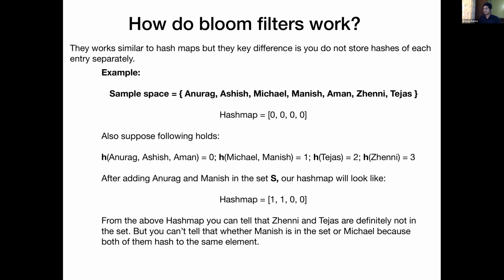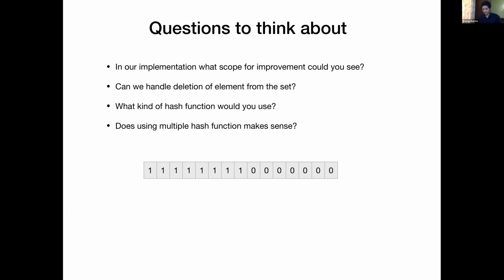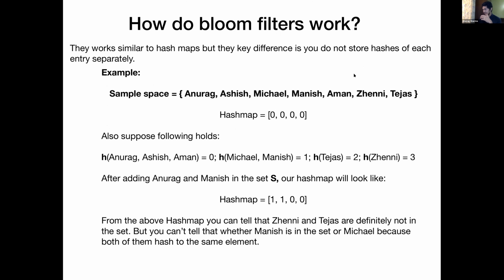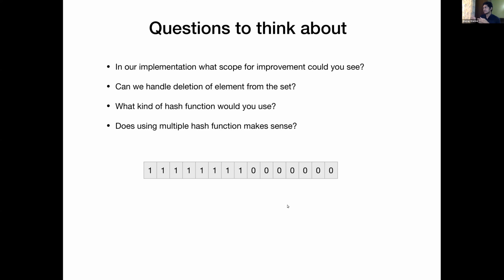Now there are some obvious questions to think about when you know how Bloom filters are implemented. In our implementation, what scope for improvement could you see? The only thing driving the false positives is key collision. If you could somehow reduce the key collision, that would be an improvement. So one obvious thing that comes to mind is that collision should be minimized.